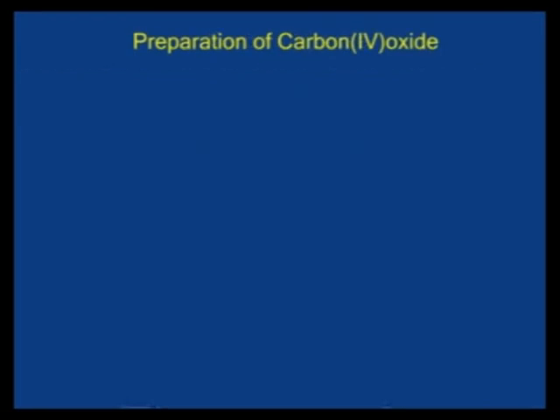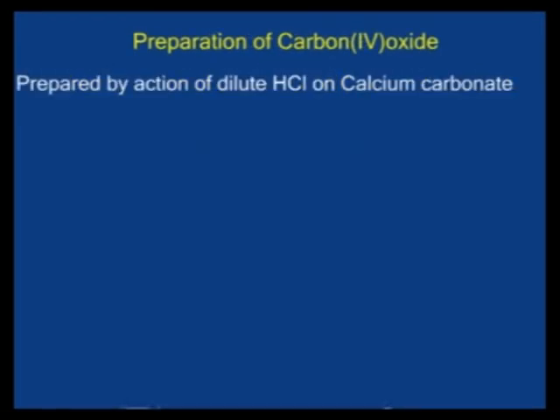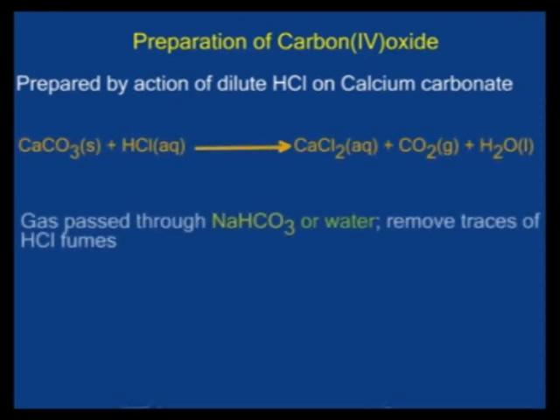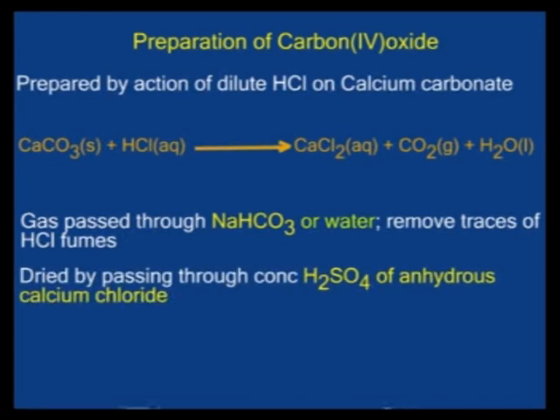In the laboratory, carbon 4 oxide is prepared by the action of dilute hydrochloric acid on calcium carbonate. The gas is passed through sodium hydrogen carbonate or water to remove traces of hydrochloric acid fumes in the gas. If you need it dry, the gas can be passed through sulfuric acid or use anhydrous calcium 2 chloride.